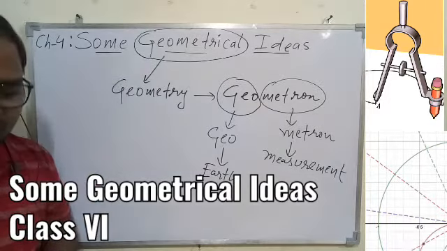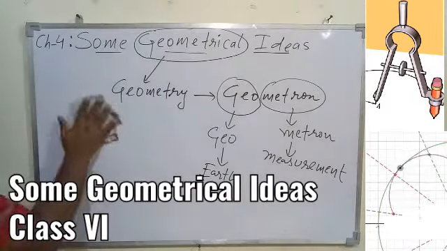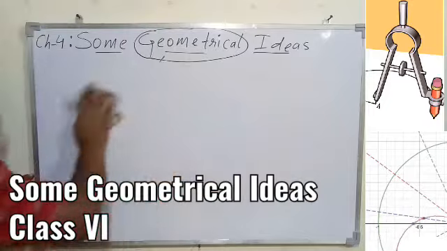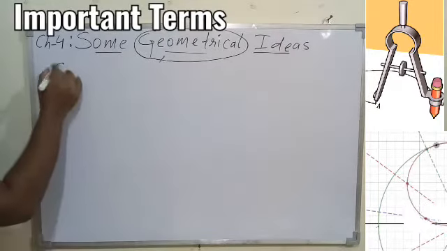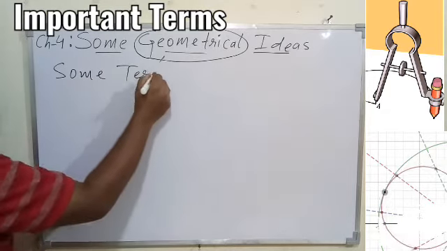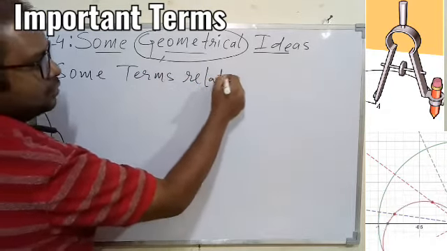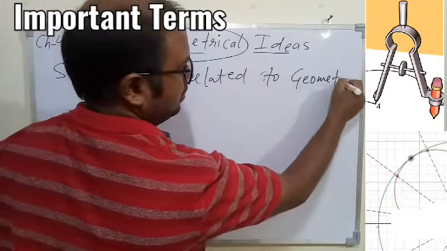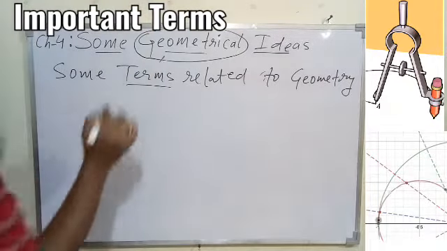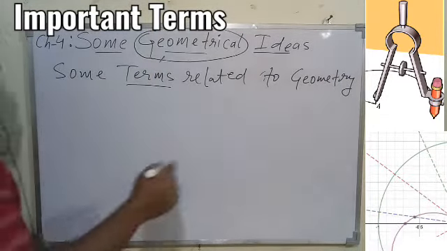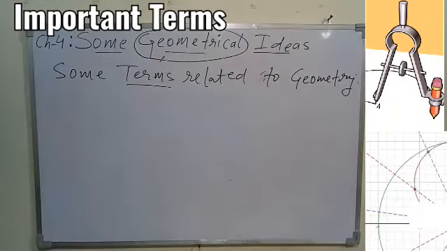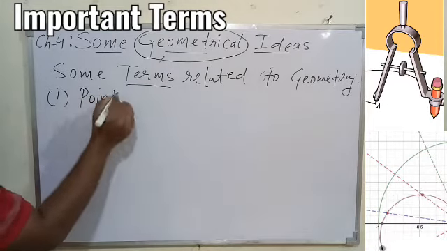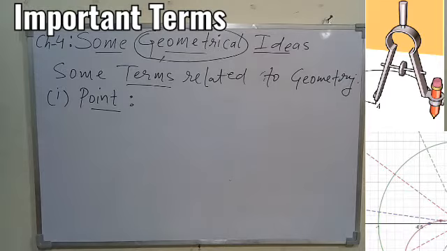And I'm going to start with the very first topic of this chapter. So we'll understand some terms related to geometry. So different terms we have means different concepts we should know, and that is going to help us in this particular chapter. And the very first term is called point. Okay, so point or points.